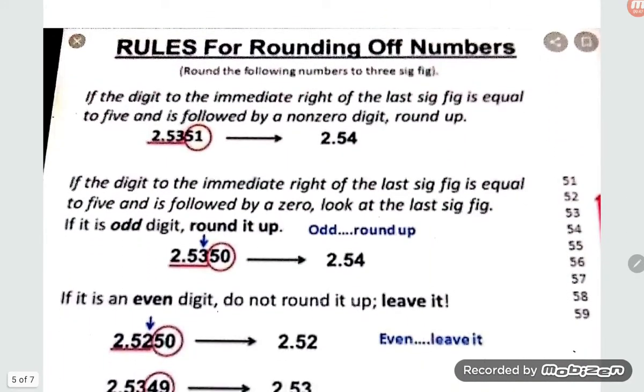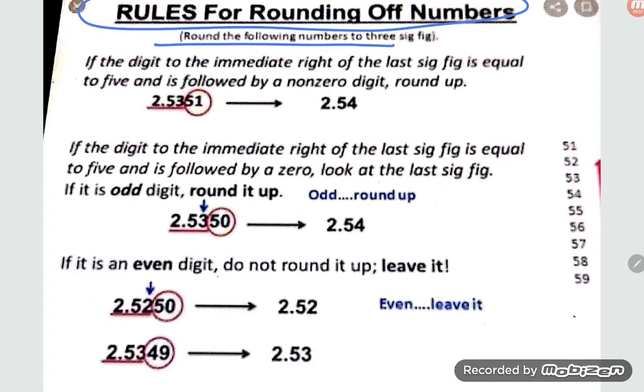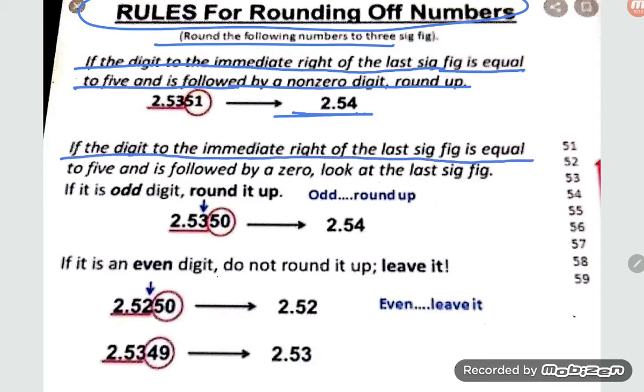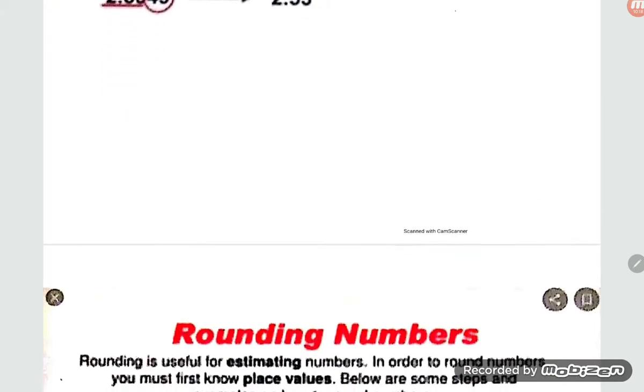Rules for rounding off. Again you see, student, for the rehearsal they say revise it. If the digit immediately to the right of the last significant figure is equal to 5 and is followed by non-zero digits, it is rounded up. So 253.51 is rounded off. If the digit immediately to the right of the last significant figure is equal to 5 and followed by a 0, look at the previous digit.